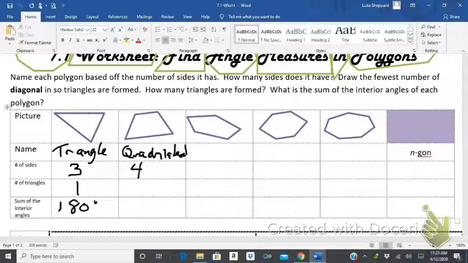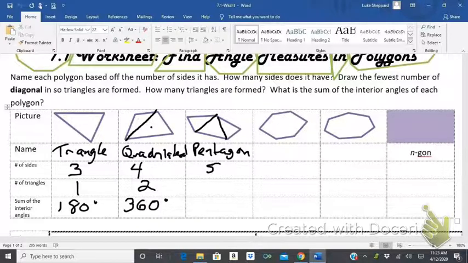Now the next part says how many triangles are in here. So what we're going to do is draw a triangle in here. You're going to see that there's one triangle here and one triangle here. So that means that there are two triangles. We know that there are 180 degrees in a triangle, and we know that there are two triangles, so 180 times 2 gives me 360. So there's 360 degrees in a quadrilateral. The next shape is called a pentagon. With a pentagon, there are 5 sides, and we know that we can make our triangles here and here.